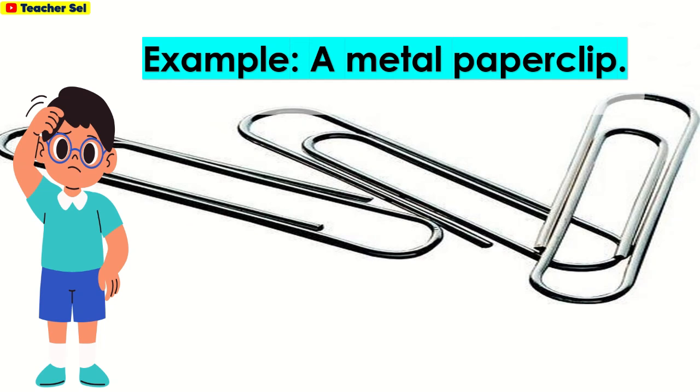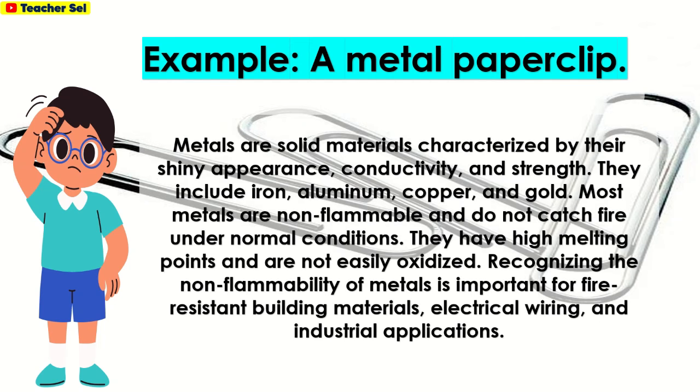Next is a metal paper clip. Metals are solid materials characterized by their shiny appearance, conductivity, and strength. They include iron, aluminum, copper, and gold. Most metals are non-flammable and do not catch fire under normal conditions. They have high melting points and are not easily oxidized. Recognizing the non-flammability of metals is important for fire-resistant building materials, electrical wiring, and industrial applications.